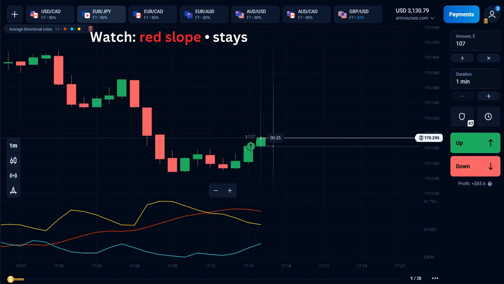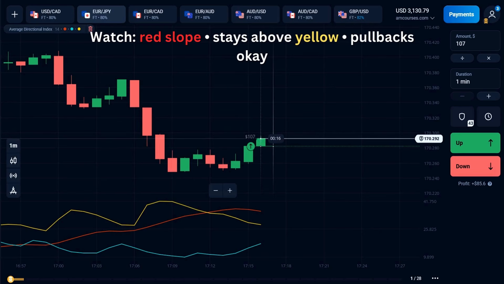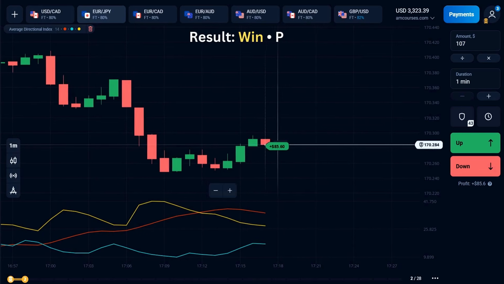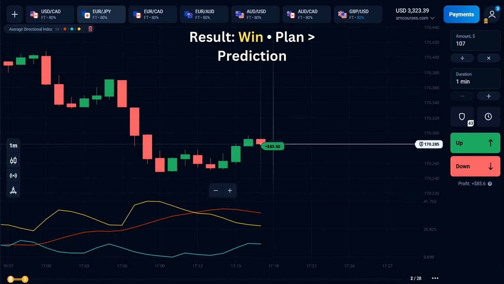I want the red line to keep rising and stay above the yellow line. Small pullbacks are normal, but I don't want to see the red line flatten. Price is holding higher, candles are building, so momentum is still with the buy. This one finishes in profit. It worked because the red line stayed above the yellow line and price kept pushing up through the next minute.